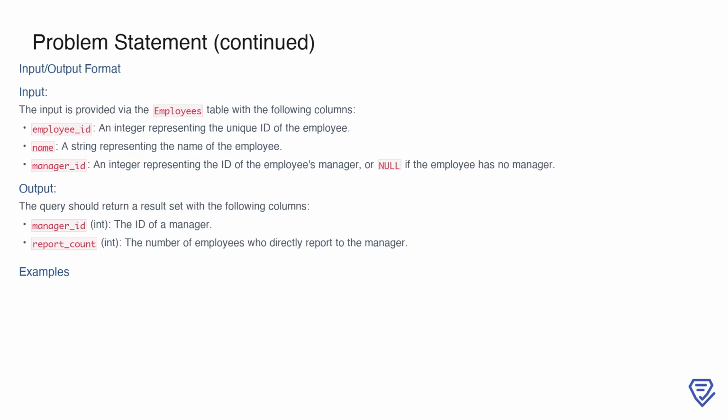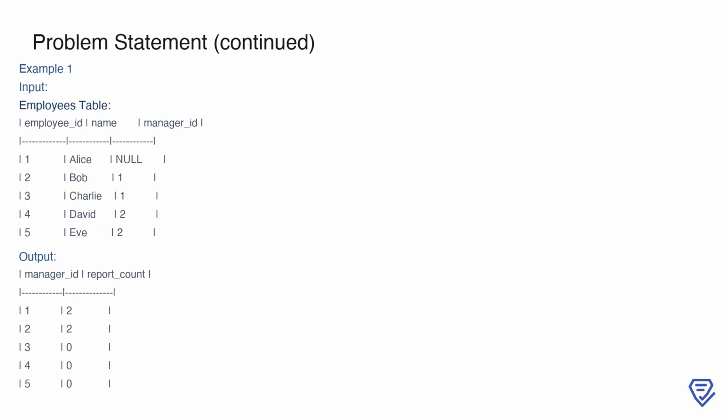The input for this problem is the employees table, which contains the three columns: employee_ID, name, and manager_ID. The employee_ID is an integer that uniquely identifies an employee. The name is a string representing the employee's name, and the manager_ID is an integer that points to the employee_ID of the corresponding manager or is null if the employee has no manager. The output of our query should be a table with two columns: manager_ID and report_count. The manager_ID column will list the IDs of the managers, and the report_count column will show how many employees directly report to each manager. Let's look at an example to better understand the problem.